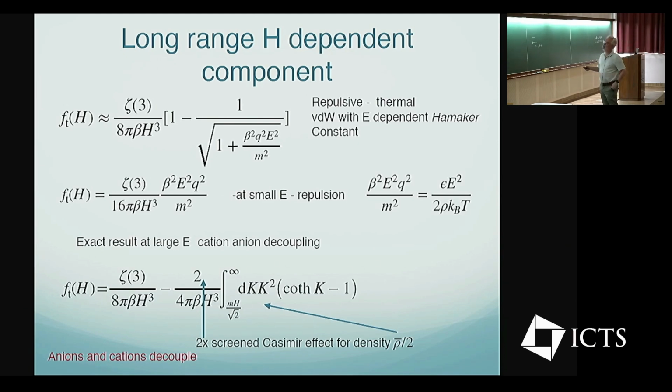At small fields, you can see that this long-range component switches on as E squared, which you might expect, right? Because generically, it can't depend on E if it's an analytic function, so you'd expect it to go like E squared. Obviously, if you change the direction of the field, you should get the same force. You can write this in different ways. This is a very suggestive way of writing it. You can see that this factor, which is generating the long-range interaction, is given by epsilon E squared over 2 rho kB. So this is a Maxwell pressure, and this is an osmotic pressure.